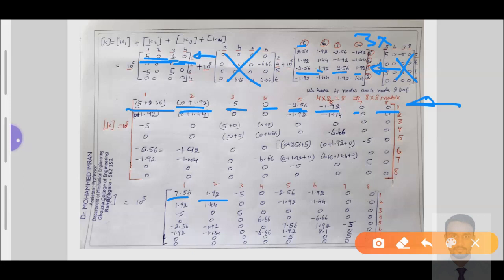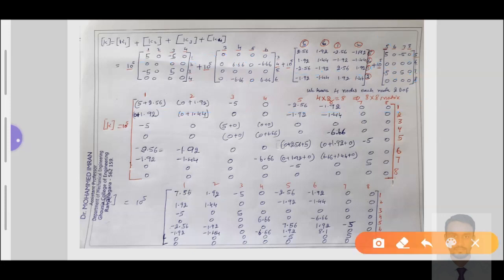After taking all the values of the first row, similarly select the second row and get the second row values. We have a second row here, we have a second row here, but we don't have any second row here. Second row, first column: here we have 0, but we also have the value of second row, first column, 1.92 here. 0 plus 1.92 is equal to 1.92.